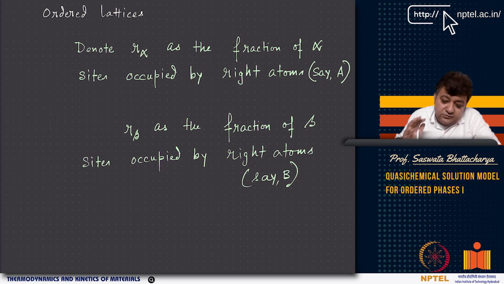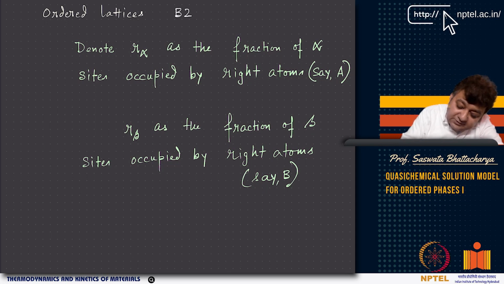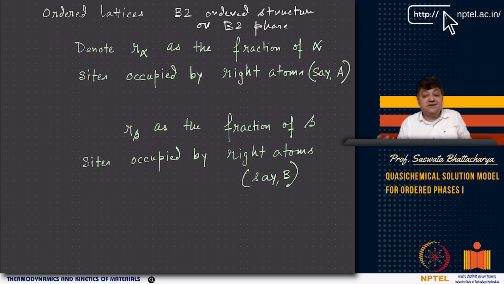Now, to do the derivation of this model, we are assuming a B2 ordered structure, or B2 phase. The B2 phase has two types of sites, alpha sites and beta sites. The ratio of alpha to beta is 1:1, so you have 50% alpha sites and 50% beta sites. Alpha sites, for example, denote the body centered position, and the beta sites are the corner positions.